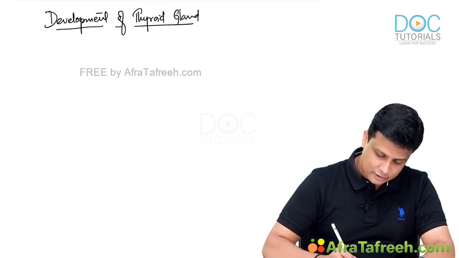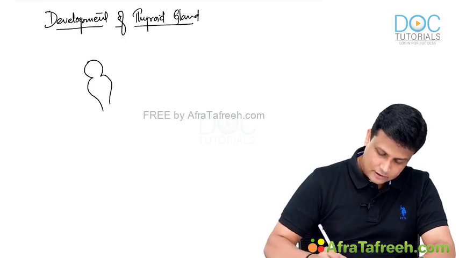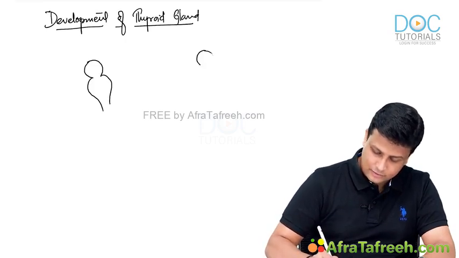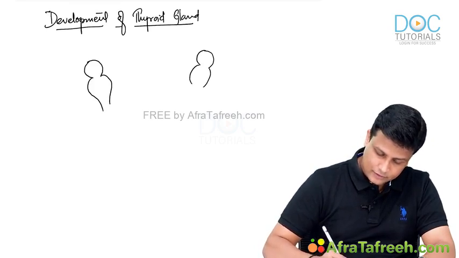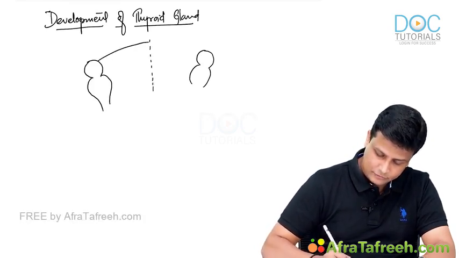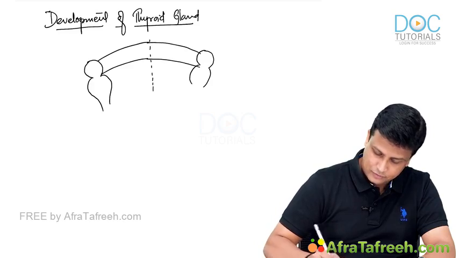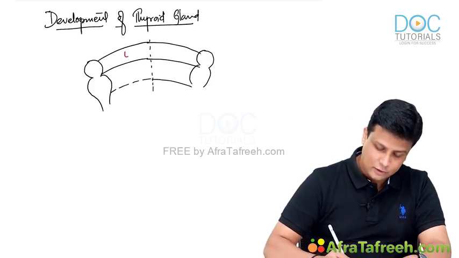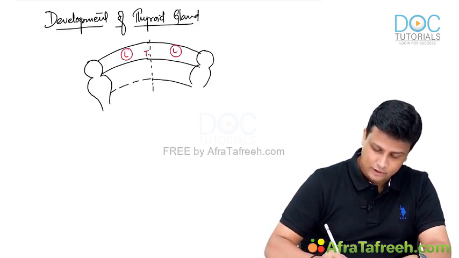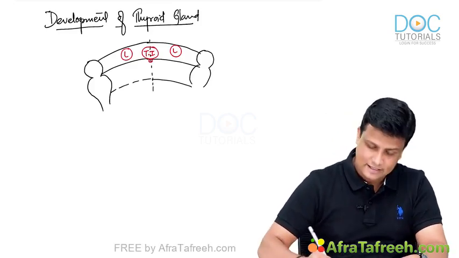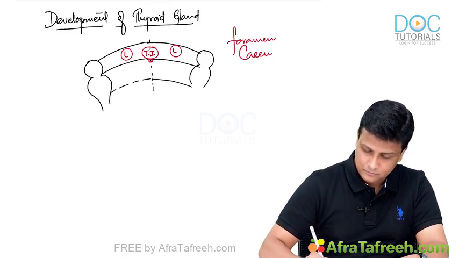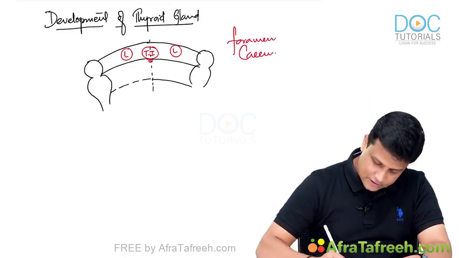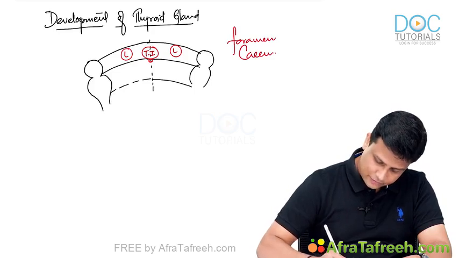So imagine this one here to be arch number 1 and arch number 2. I'm not going to draw the entire thing again. Similarly on the other side we'll have arch number 1 and arch number 2, and somewhere here the midline. In the first arch you have the lingual swellings, and then there will be the tuberculum impar in the middle, and then there will be a foramen there. That foramen is nothing but the foramen cecum. Now from that foramen cecum there is a duct which is going to move downward.